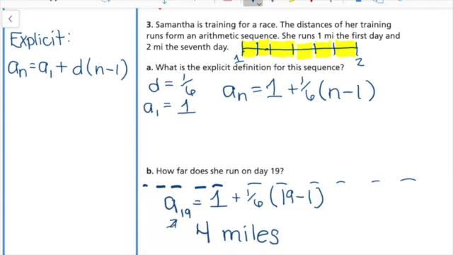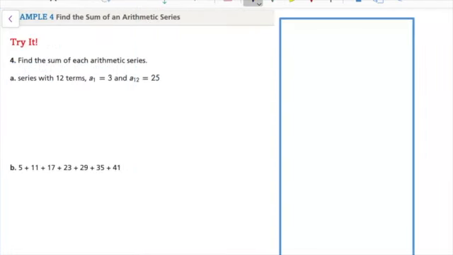Okay, so something I just want to point out, if you see something that says find A sub 25, that means plug in 25 where we plugged in 19. So don't let that notation trip you up because it's actually easy what it's asking you to do. Okay, so now you try.